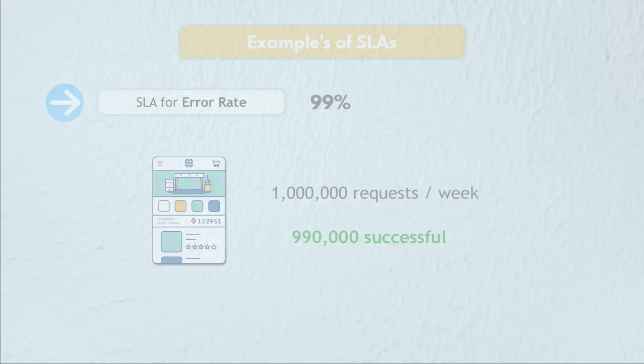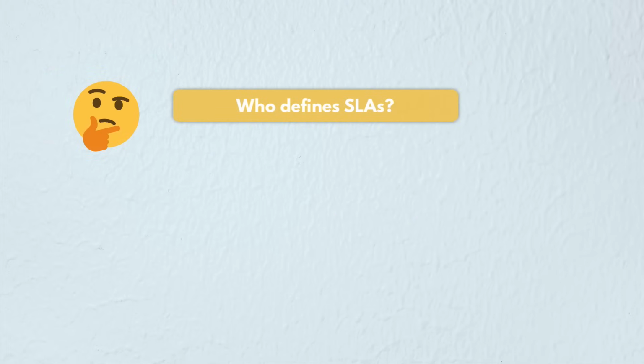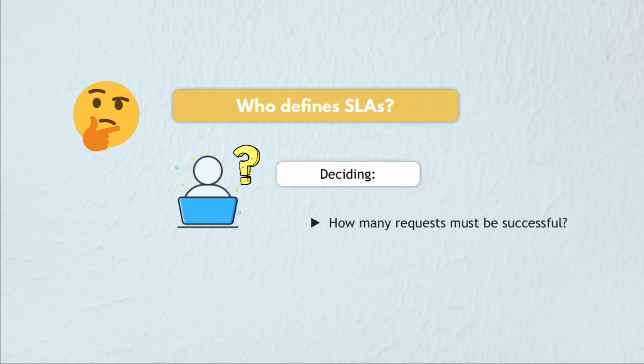Okay, now you may be wondering who defines these SLAs. So basically, who decides how many requests must be successful out of these 1 million requests, or how much downtime is allowed for the application? Who makes these kinds of decisions? Well, this decision affects the end users and their user experience. So naturally, business people are also involved in this process.